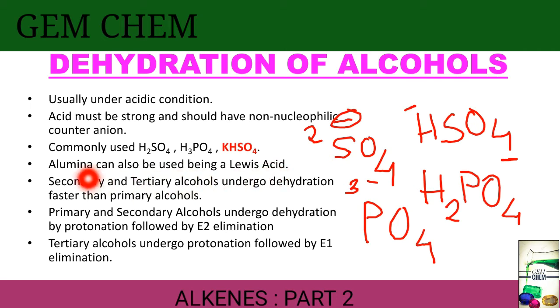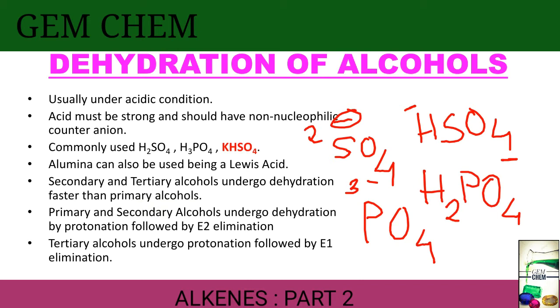Alumina is Al2O3. Now see, secondary and tertiary alcohols undergo dehydration faster than primary alcohols. Now we have already discussed what is secondary and what is tertiary. When a carbon is attached to two other carbons, it is a secondary carbon, and having an alcohol functional group OH with it is known as a secondary alcohol. Whereas in tertiary alcohols, the carbon is attached to 3 carbon atoms and 1 OH. So that is a tertiary alcohol.